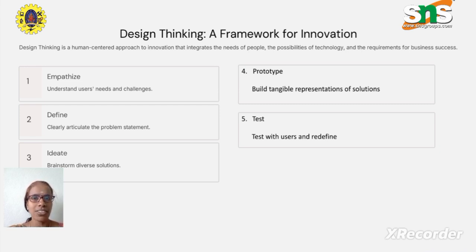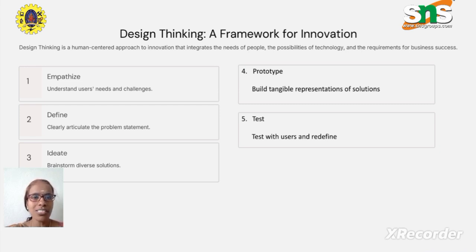And there are 5 stages. Stage 1 is empathize. Here we are going to understand the users' needs and the challenges. In the define stage, we are going to articulate and narrow down the problem statement. In the third step, we are going to have the ideate part. Here we are going to have the solutions, so we'll have diverse solutions.